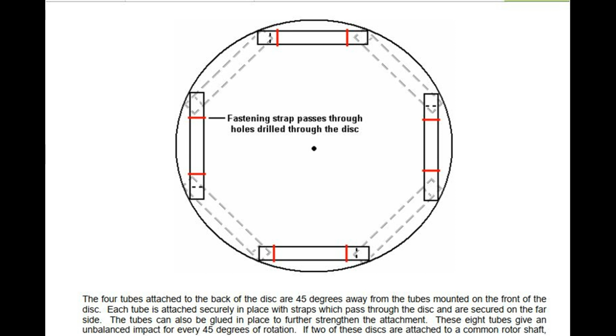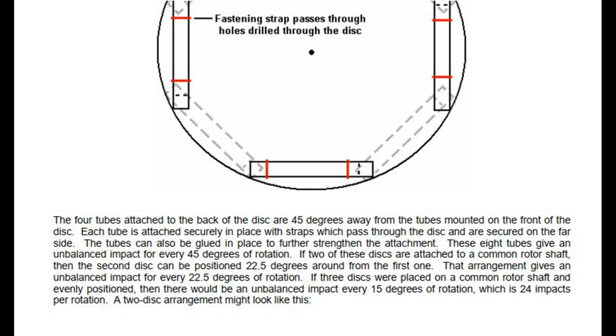If 2 of these discs are attached to a common rotor shaft, then the second disc can be positioned 22.5 degrees around from the first one. That arrangement gives an unbalanced impact for every 22.5 degrees of rotation. If 3 discs were placed on a common rotor shaft and evenly positioned, then there would be an unbalanced impact every 15 degrees of rotation, which is 24 impacts per rotation. A 2-disc arrangement might look like this.